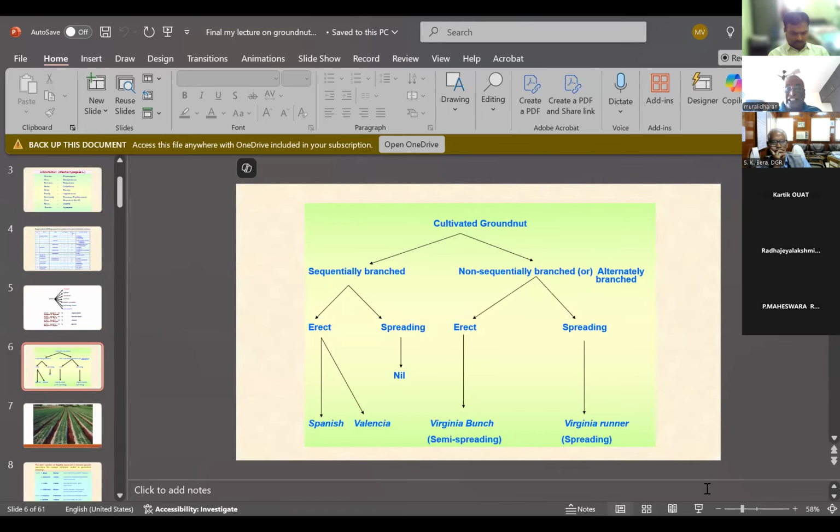In detail, the cultivated groundnut is grouped into sequentially branched and non-sequential or alternate branched. Sequential means the flowering nodes will be continuous, then vegetative nodes, then again continuous nodes with fruiting nodes. Whereas in alternate, 2 nodes will be vegetative, 2 nodes will be productive, and it alternates like that. Sequentially branched has only the erect type, we don't have any spreading type; in the erect, we have Spanish and Valencia. Non-sequentially or alternate branched has erect and spreading: the erect is Virginia bunch or semi-spreading, medium duration, and spreading is Virginia runner, a long duration type.